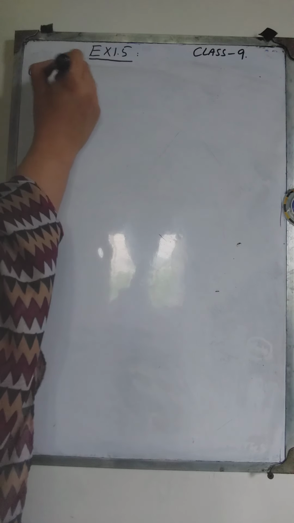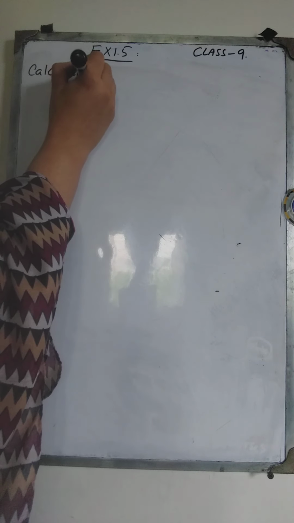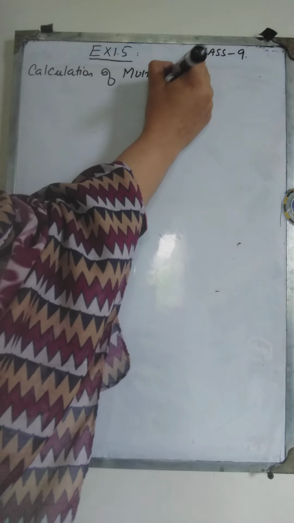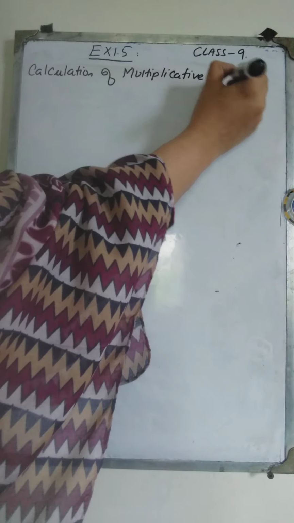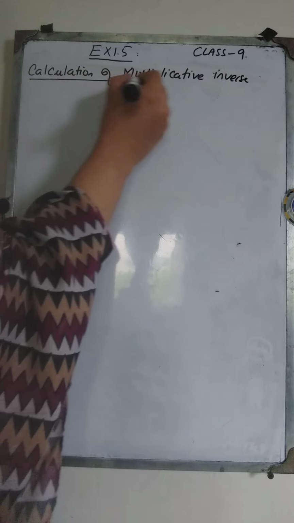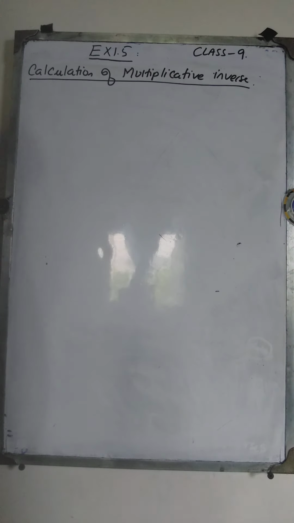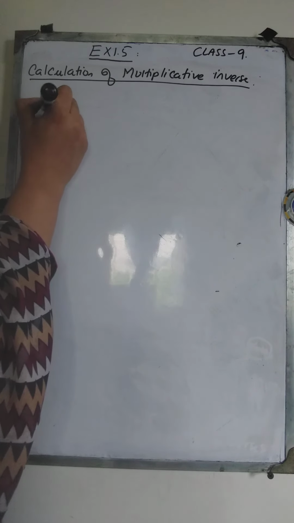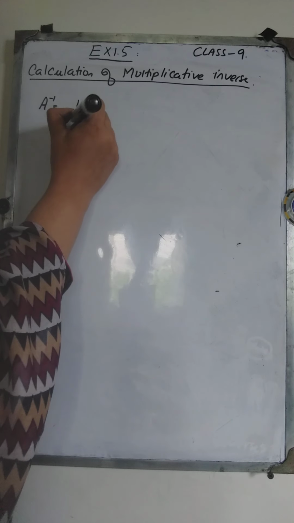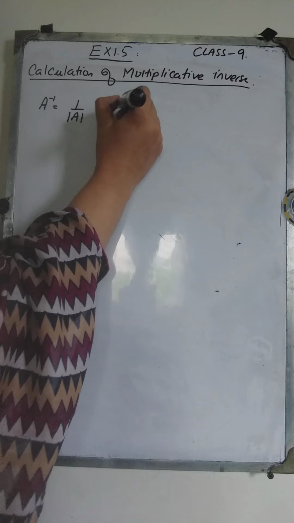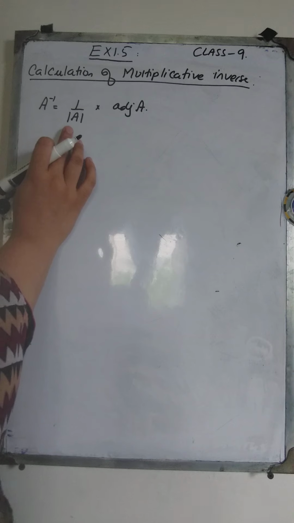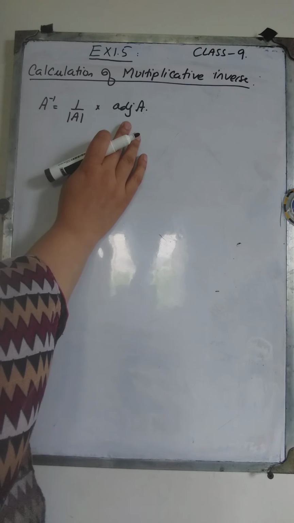So calculation of multiplicative inverse. How to calculate? In order to calculate the multiplicative inverse, the formula that we will use is A inverse is equal to 1 over determinant of A into adjoint of A. This is the formula that we use, and we have studied what is determinant of A, and we have also studied how to calculate the adjoint of A.